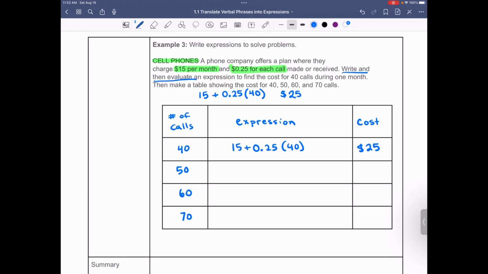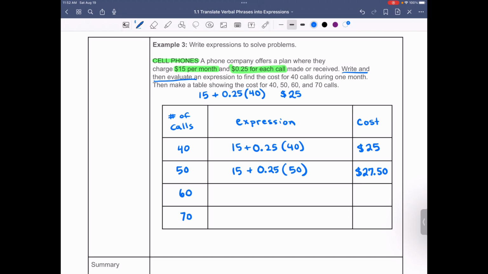And then for 50, I copy the same pattern, but I'm going to plug in 50. And if I had 5 quarters, that'd be $1.25. I'm going to move the decimal one place, so it's $12.50 plus 15 is $27.50.